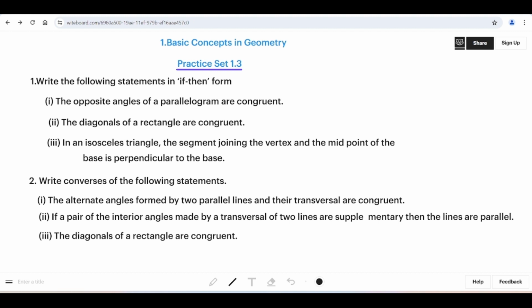So in this way we have completed practice set 1.3, and we have completed the entire chapter, basic concepts in geometry, and all the practice sets. In the next video we will see the problem set of this chapter.